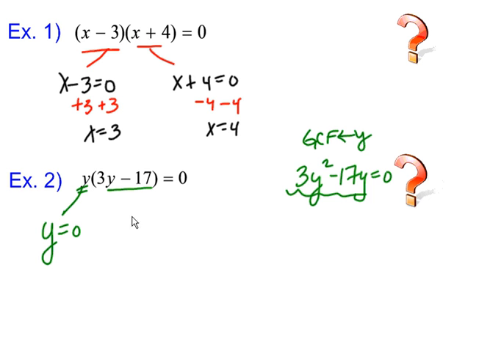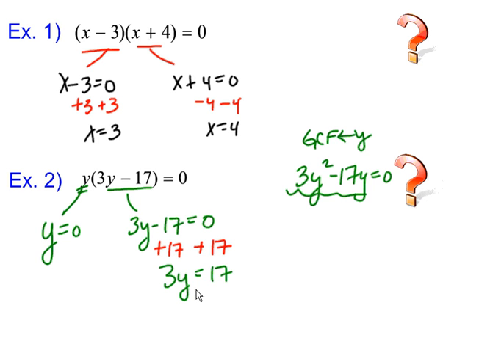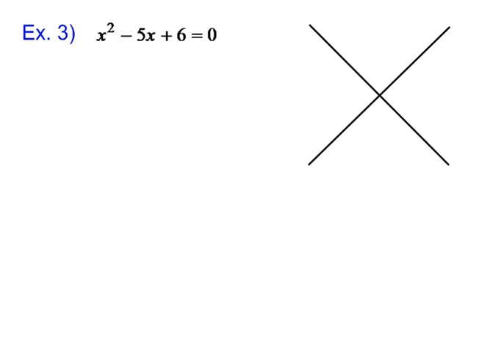So y equals 0, and here 3y minus 17 equals 0. We begin to solve for the second one because the first one's already done for us. We have 3y equals 17. Divide both sides by 3, and we get a fraction of 17 thirds. So those are our two solutions, or where that graph is going to cross the x-axis on our parabola.